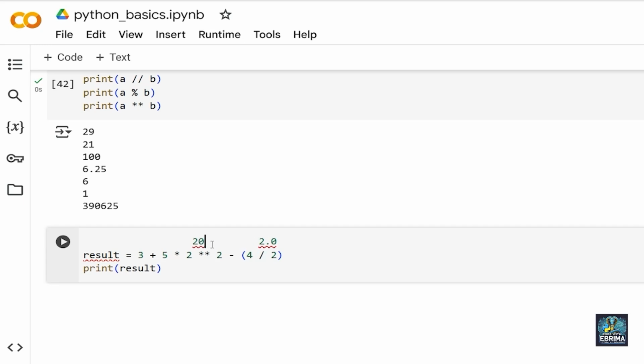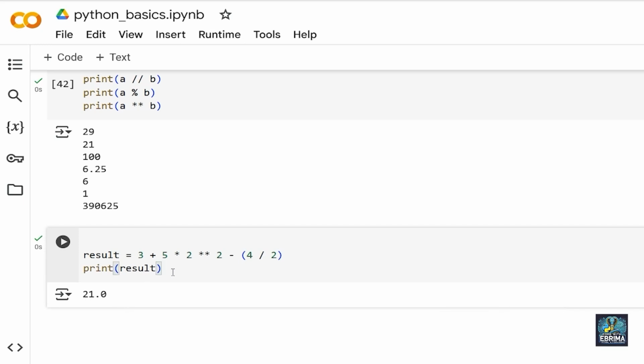The next level of precedence is the addition and the subtraction. They are the lowest level of precedence, and since they are the same level, we move from left to right. So it's going to be 3 plus 20 minus 2.0: 3 plus 20 is 23, minus 2.0, we get 21. Now let me delete this to avoid having an error. I'm going to run it and you can see we have 21.